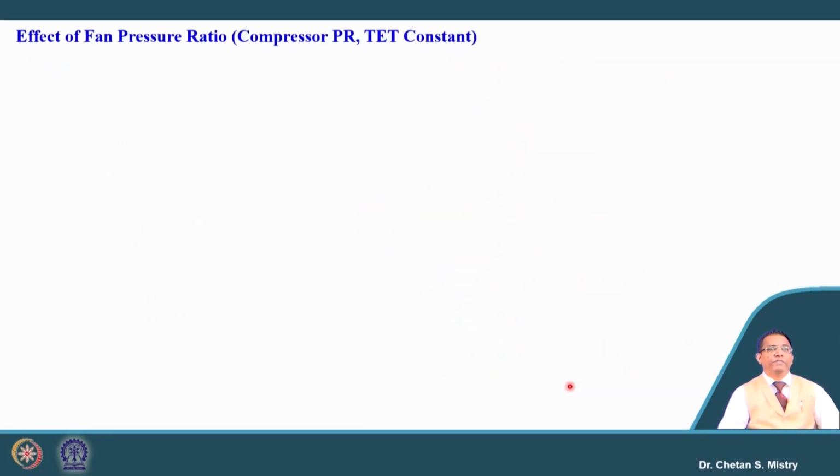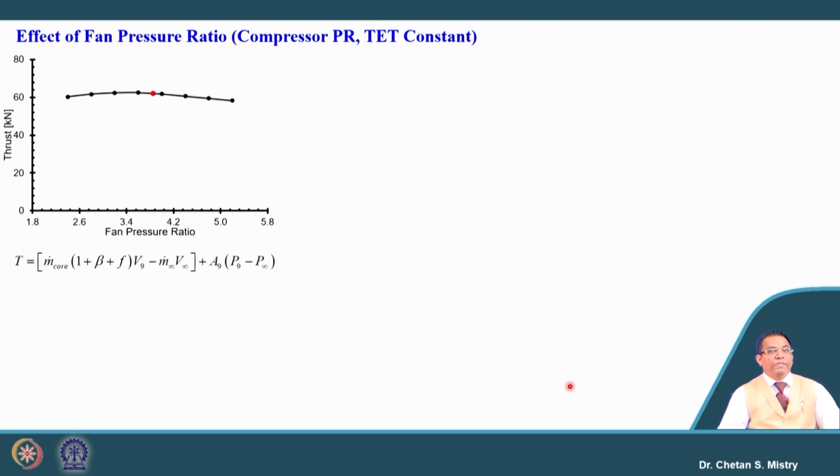The very first parameter we will select is the fan pressure ratio, keeping other parameters the same, that is, the bypass ratio, compressor pressure ratio, and turbine entry temperature constant. If we vary our fan pressure ratio, somewhere here we have our design pressure ratio. It shows that with increase of fan pressure ratio, our thrust will be reducing. On the other side, when we have our fan pressure ratio on the lower side, our thrust increases slightly.